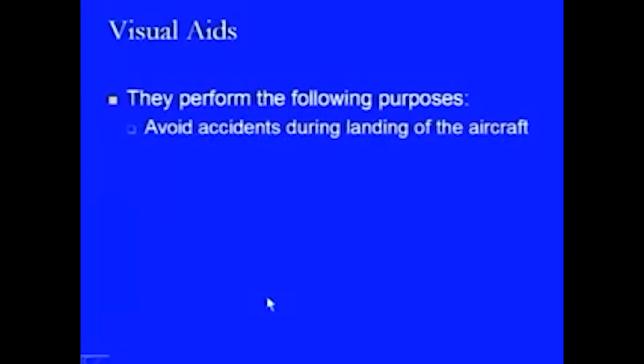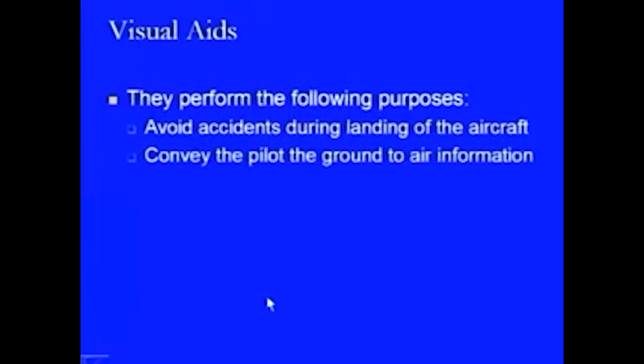In that sense, the visual aids are going to perform certain purposes. There is a need to avoid accidents during landing of the aircraft. That is one objective of providing the visual aids. Then the visual aids help in conveying to the pilot the ground to air information. This is the way by which the overall information which is available on the ground is conveyed to the pilot, so that they can orient themselves with respect to that information for doing the operations.